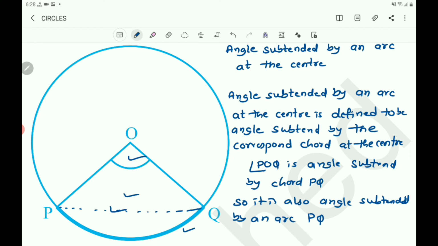Now you know that here there are two arcs. This is the major arc and this is the minor arc. And the angle subtended by the minor arc is the angle POQ, and the angle subtended by the major arc is the reflex angle POQ. This is the reflex angle POQ.